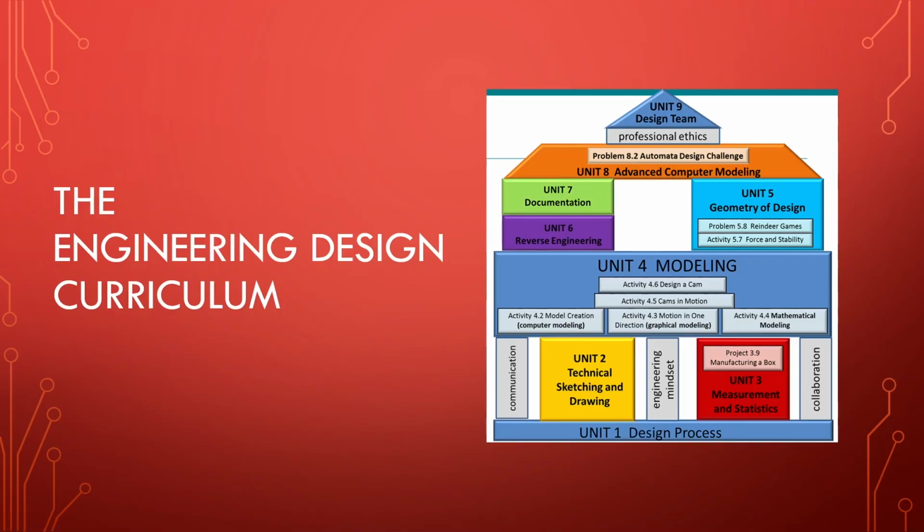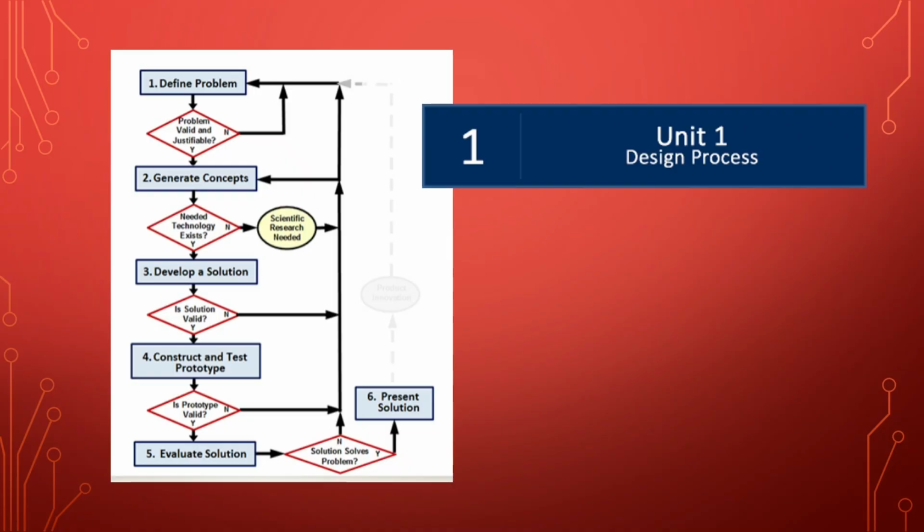So the engineering design curriculum, love this house picture because it really centers around the foundation of this course, which is the design process. And each of these units, we're going to expand on the design process and give students more tools that they can work with in engineering. So that engineering design process looks something like this. It's basically a problem-solving model. Right? Define the problem, generate concepts, develop solutions, construct a prototype, evaluate, and present. And each of the different units of instruction in here will kind of focus on one of those areas.